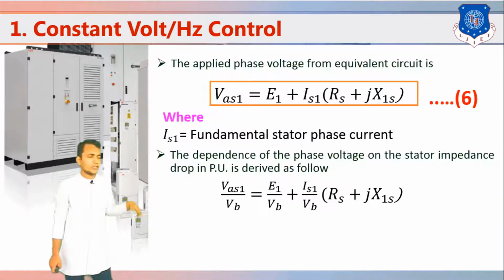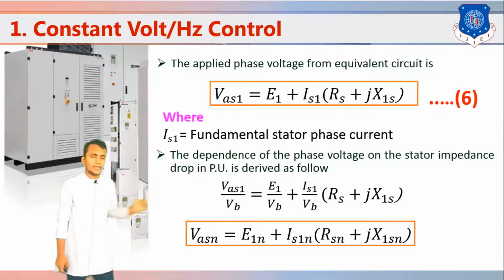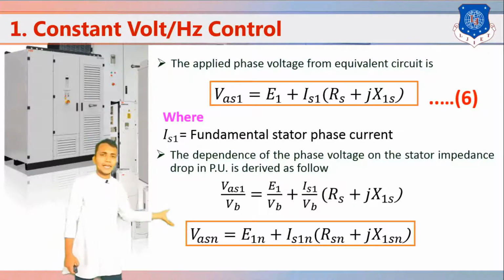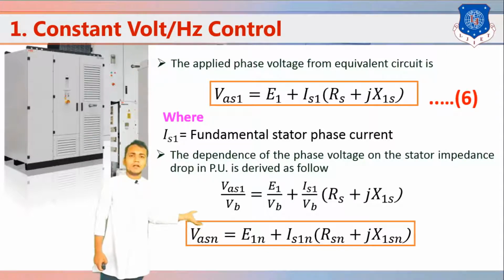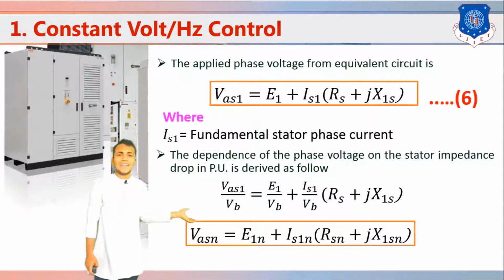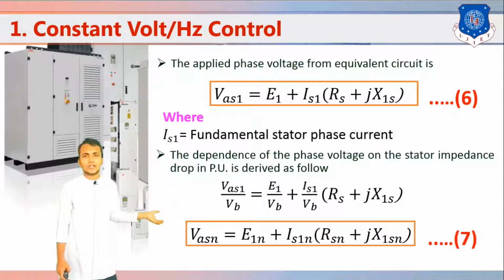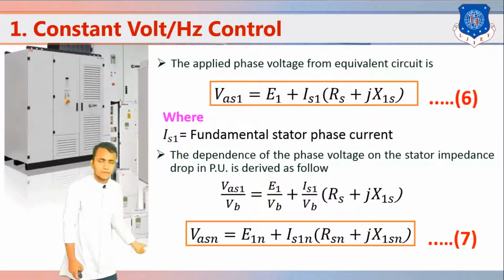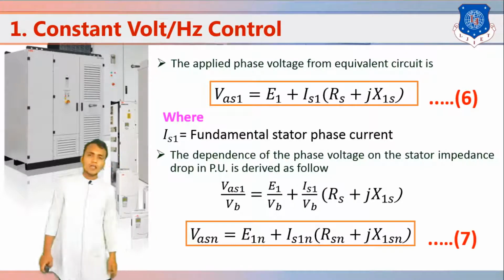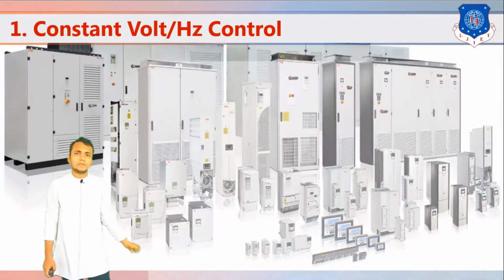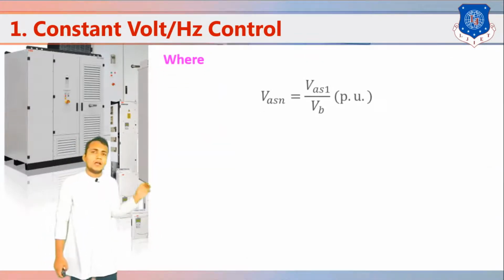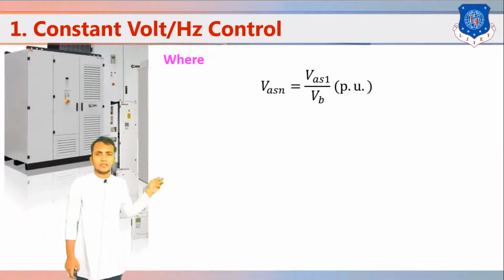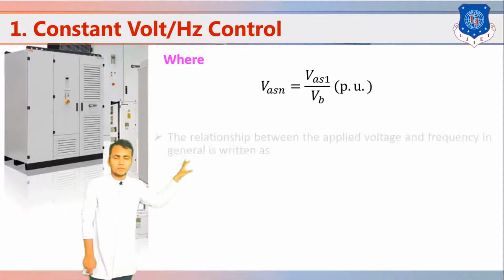From this equation we can write in a simple manner like this: Vasn is equal to E1n plus Is1n in the bracket Rsn plus jX1sn. That is equation number 7. So in this way we can write this equation. Here Vasn is equal to Vas1 divided by VB in the per unit system.